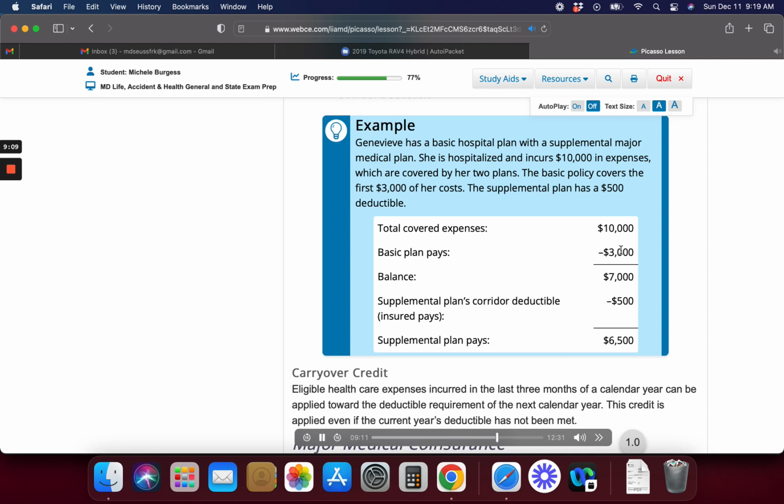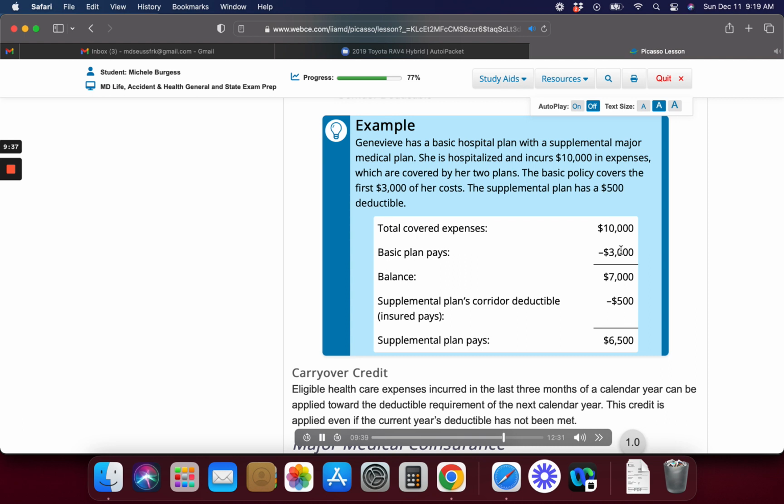Major medical coinsurance. In addition to deductibles, major medical policies have a coinsurance or copayment provision. This provision requires the insured to pay, in addition to the deductible, a certain percentage of the covered costs. This percentage is usually 20 or 30%. Then the policy pays the balance. So an 80-20 policy means that the insurer pays 80% of the cost and the insured pays 20%.